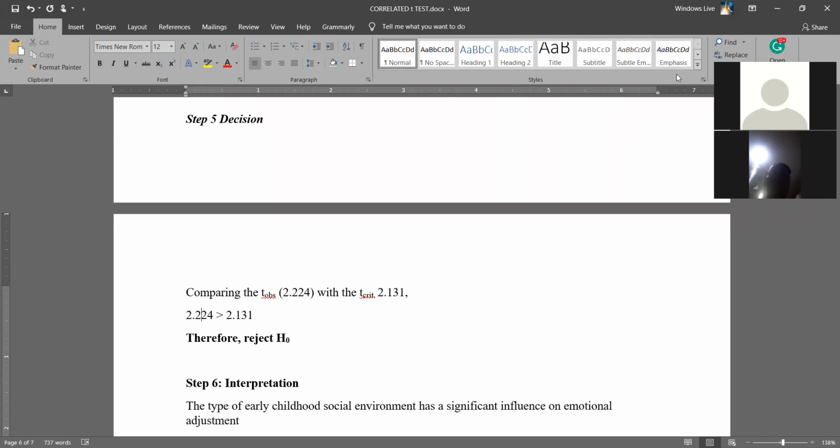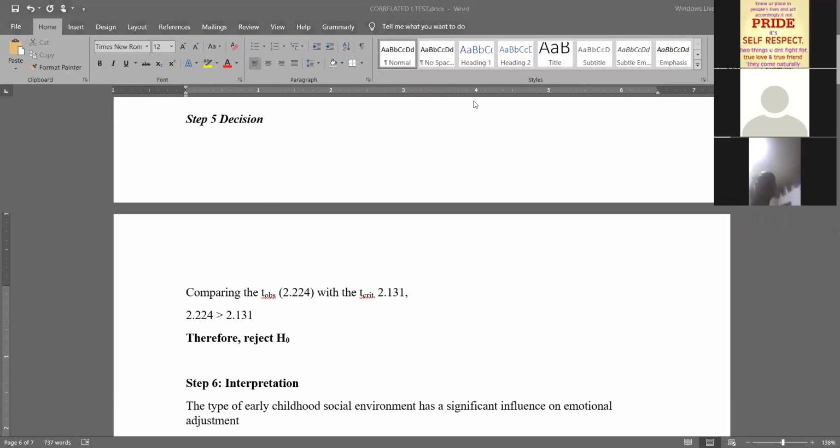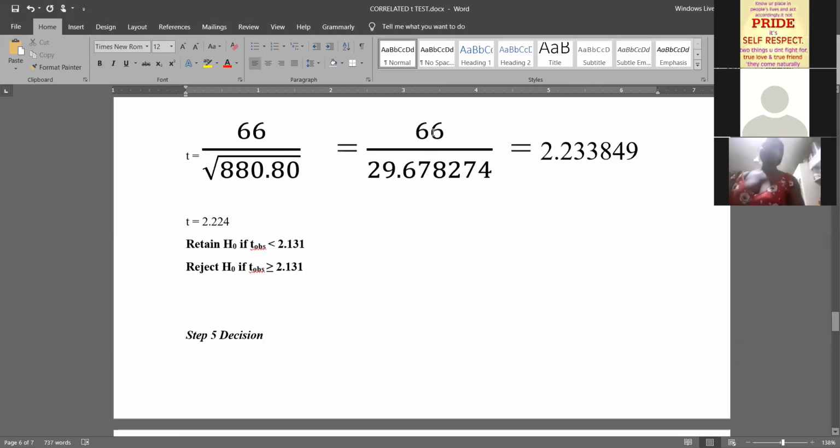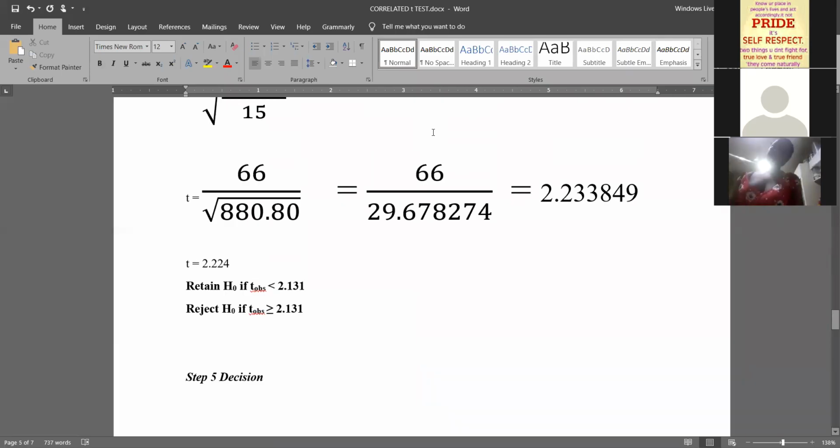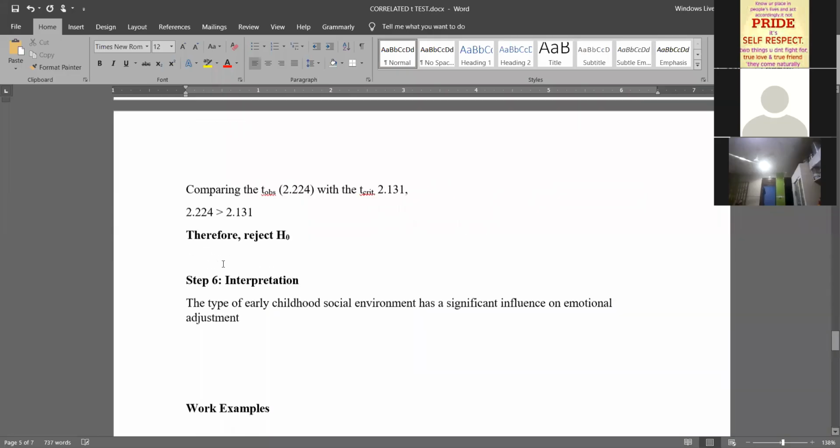All right, Isaac, please, your hand is up. Yes, sir. Please, the final answer. Okay. I think it's 2.234 and not 2.224, when you convert it. Oh, thank you. So this one is 2.233. Yeah, so it will be 2.234. Thank you for the correction. You're welcome. Okay.